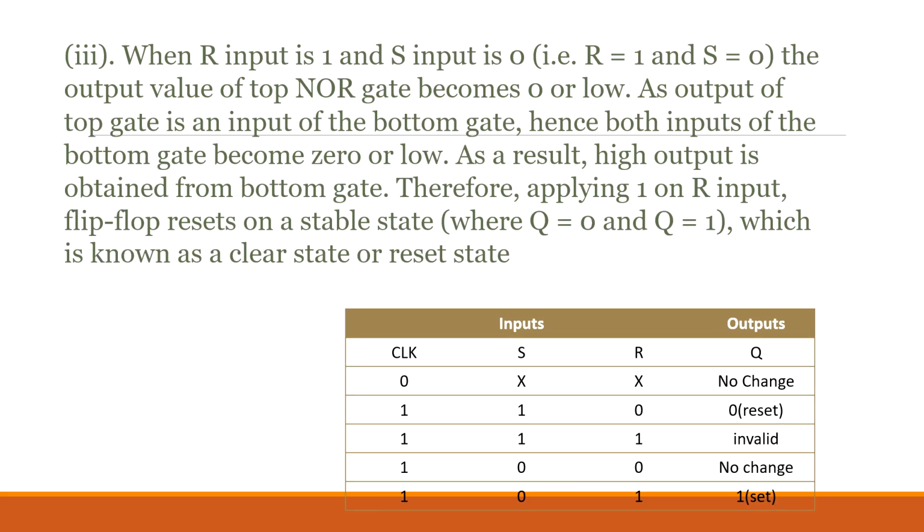Case 3. When the R input is 1 and the S input is 0, that is R equals 1 and S equals 0, the output value of the top NOR gate becomes 0 or low. As the output of the top gate is an input of the bottom gate, both inputs of the bottom gate become 0 or low. As a result, a high output is obtained from the bottom gate. Therefore, applying 1 on the R input, the flip-flop resets to a stable state, which is known as the clear state or reset state.